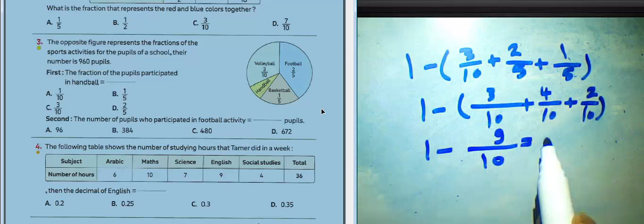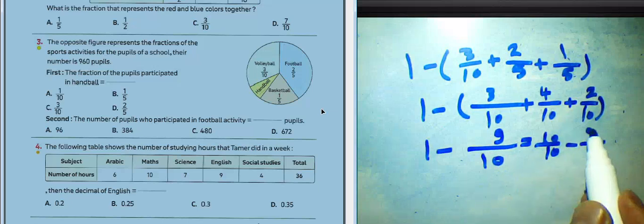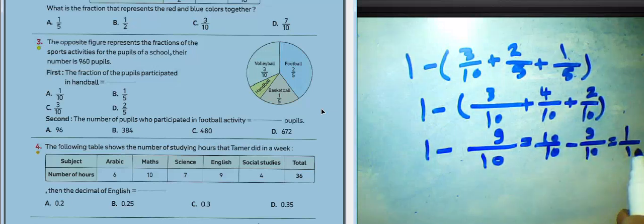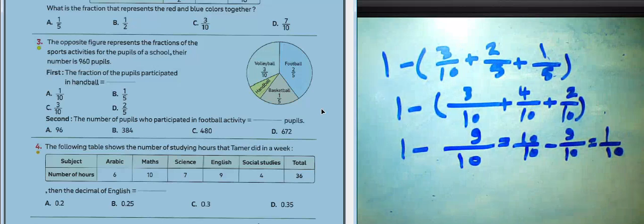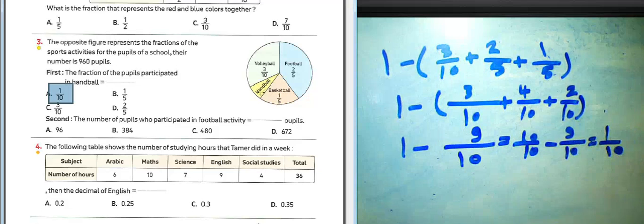1, we must convert it by the numerator, 10 over 10. Subtract 9 over 10. The result will be 1 over 10. Okay, the result here 1 over 10. We must choose letter E about this question. So the fraction of the pupils that participate in handball equal what? 1 over 10. Second question.